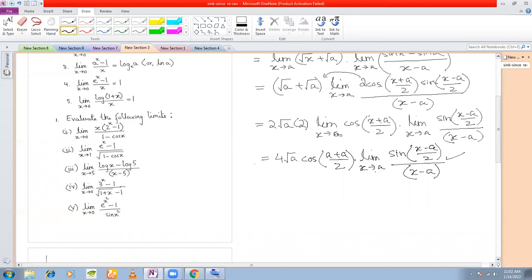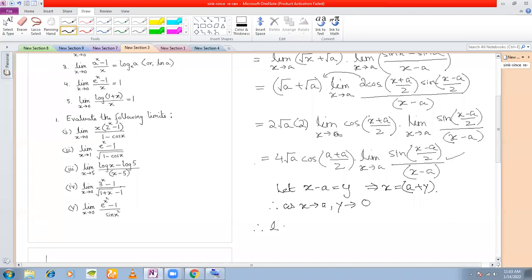But the problem is we don't have limit x tends to 0 here. So therefore we want to make this x tends to 0. So what we do is we change the variable. Let x minus a is equal to y. So that means we get x is equal to a plus y. Therefore, as x tends to a, we have y tends to 0.